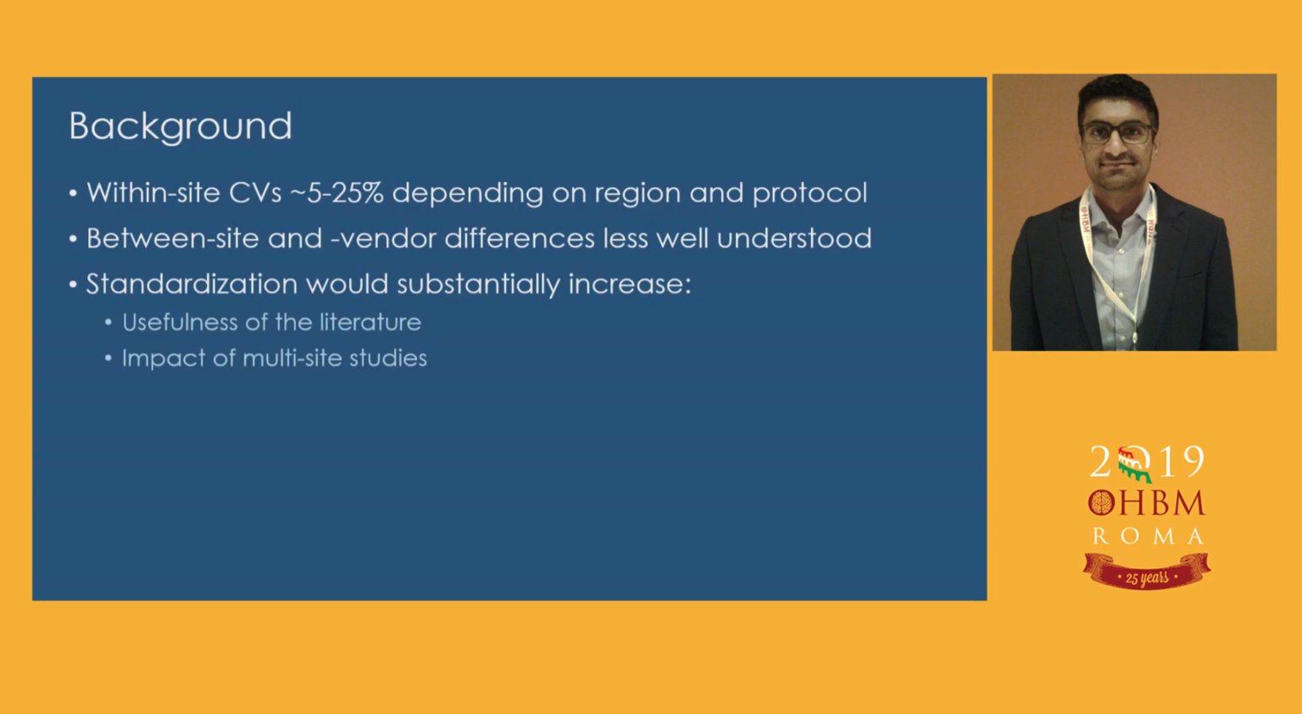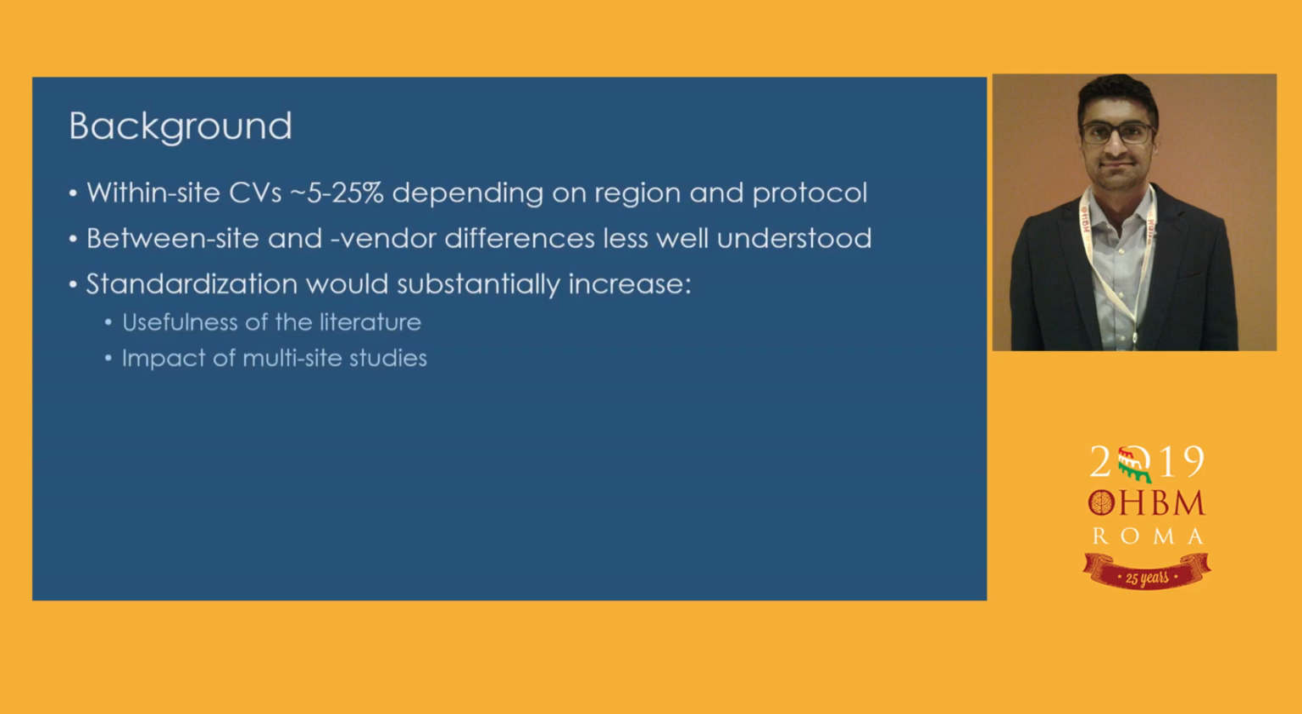So several studies have conducted reproducibility in GABA editing, and they found that the coefficient of variation varies between 5 to 25%, depending on the region that you scan, whether you're doing frontal, occipital, or parietal, and depending on the protocol that you use, whether it's a site-customized or vendor-provided protocol. And between-site and vendor differences in CV are less well understood, and therefore it's very important to have the sequences standardized. Why? Because it will increase the usefulness of the literature and also positively impact multi-site studies.